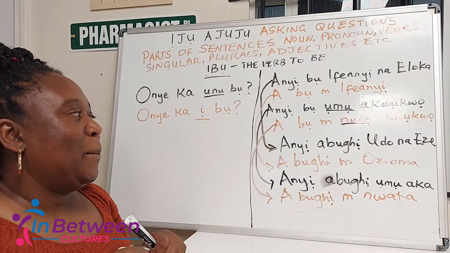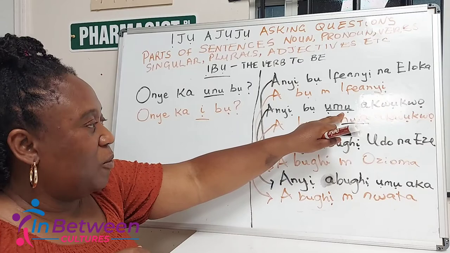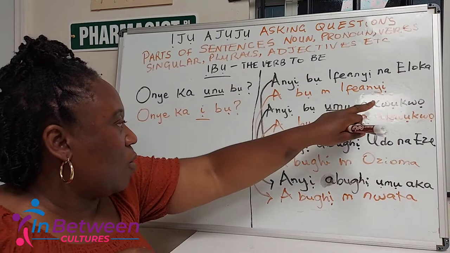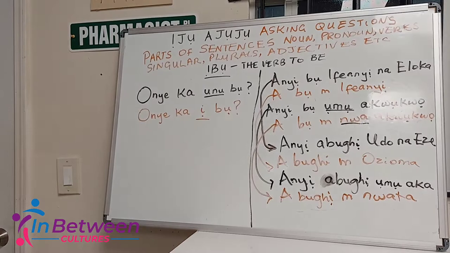You can also do this one. This one is like abughi ụmụ akwụkwọ. Anyị abughi ụmụ akwụkwọ. Let's move on to they and we.